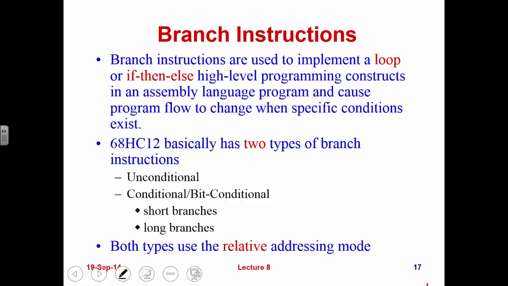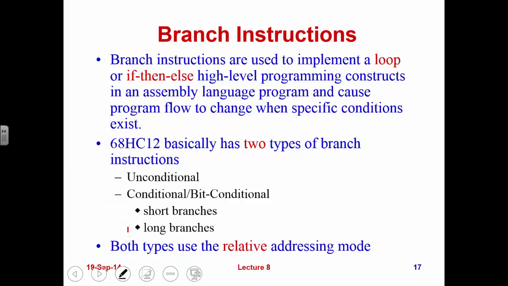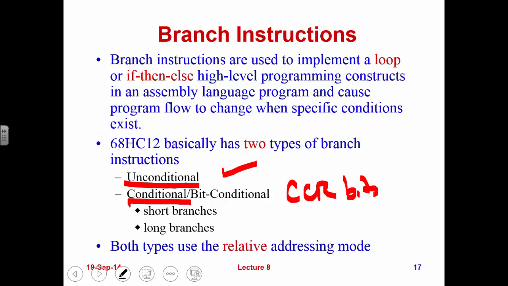It turns out that the 68HC12 has two different types of branch instructions. One is unconditional branch. Another one is conditional. The conditional branch conditions are mainly based on the condition code register (CCR) flag bits. So these are mainly based on bits. That's why the conditional branch is also called the bit conditional branch.